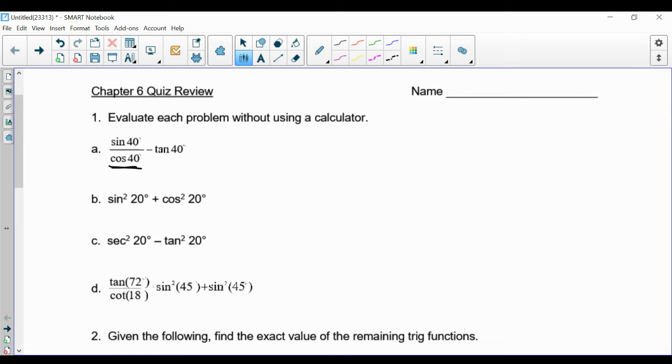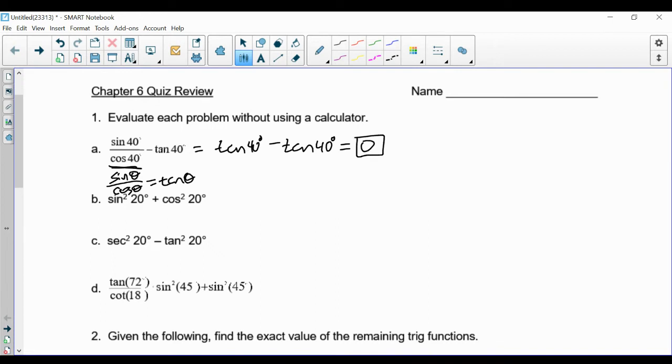So for the first problem, we have sine of 40 degrees over cosine of 40 degrees minus tangent of 40 degrees. As soon as you see sine over cosine, you should automatically think sine of theta over cosine of theta equals tangent of theta. Our theta here is 40, so we just do a nice little substitution with the sine of 40 and cosine of 40. It will become tangent of 40, and when you subtract tangent of 40 from tangent of 40, you get 0.